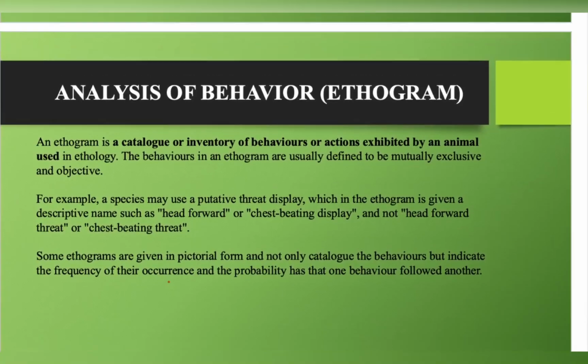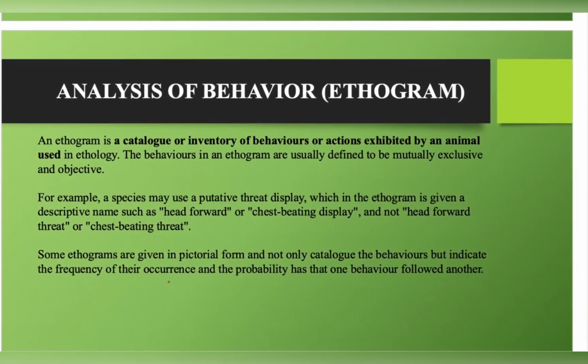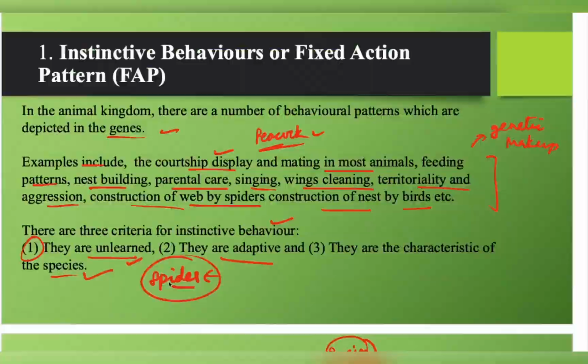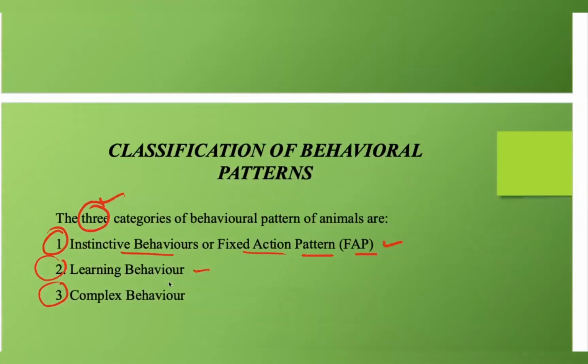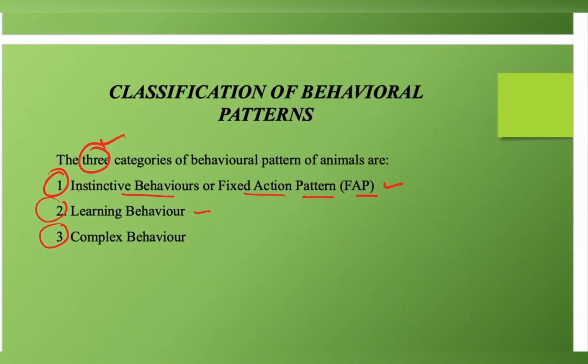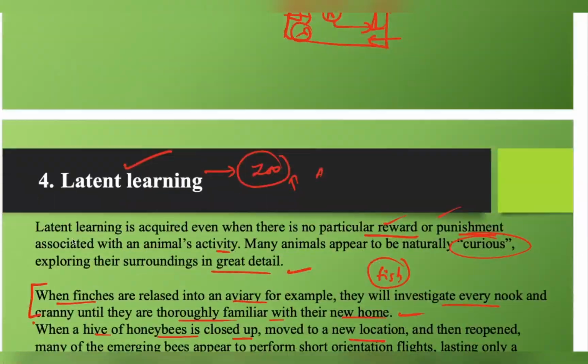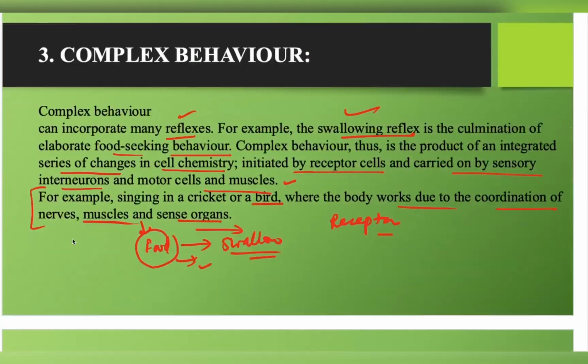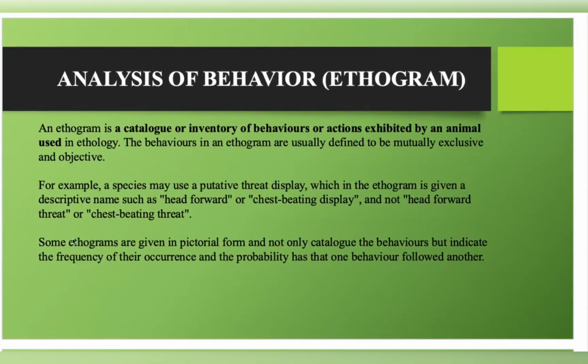Finally, there is analysis of behavior. With this lecture you know that there are three kinds of behavior. We started from here. There is instinctive behavior, which is fixed action. There is learning behavior, there is complex behavior. So finally, when you have learned all about the three types of behavior, there comes the analysis of behavior, which is called the ethogram. So an ethogram is a catalog or inventory of behaviors or actions exhibited by an animal, and it is used in ethology to understand the variation.